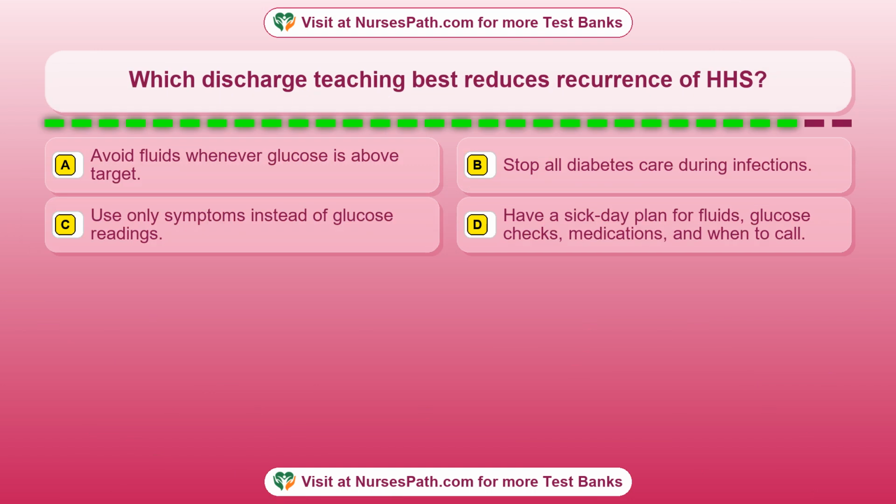Question 24. Which discharge teaching best reduces recurrence of HHS? Option A, avoid fluids whenever glucose is above target. Option B, stop all diabetes care during infections. Option C, use only symptoms instead of glucose readings. Option D, have a sick day plan for fluids, glucose checks, medications, and when to call.